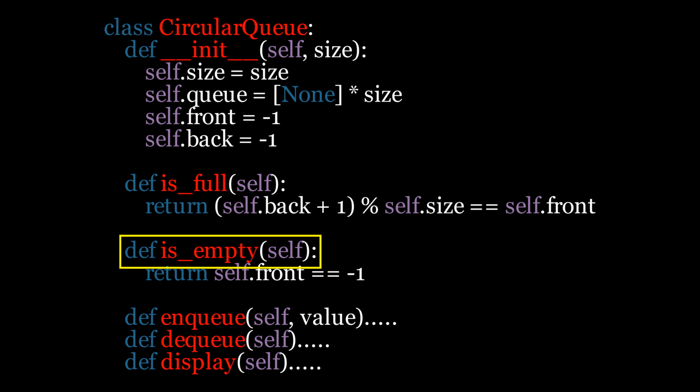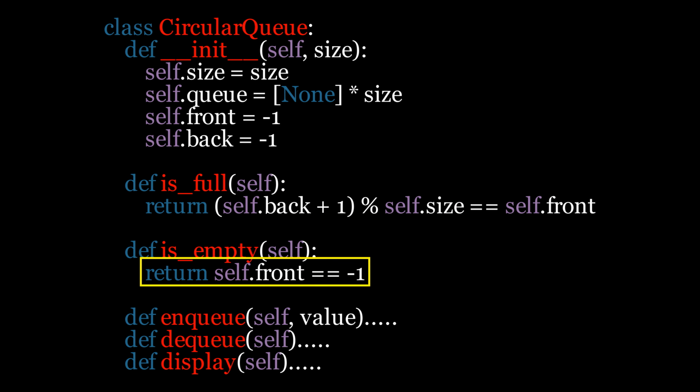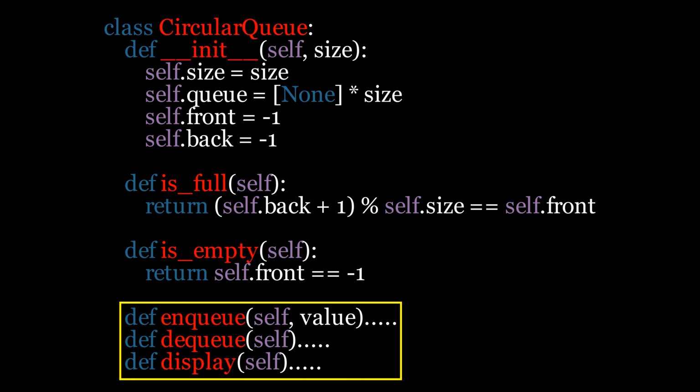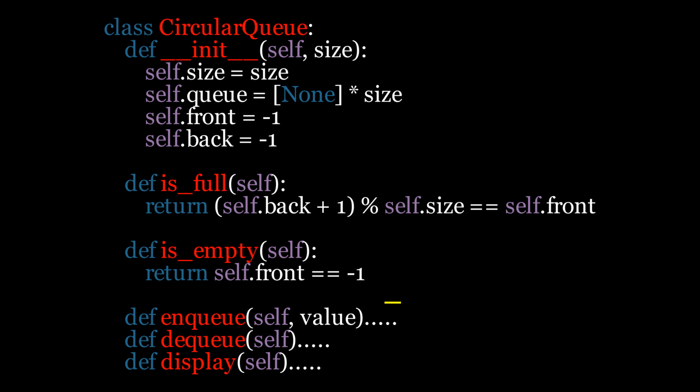Next, we'll implement a function to check if the queue is empty. This function will simply check if the front pointer is -1. If the front pointer is -1, it means the queue is empty. Otherwise, the queue is not empty. After implementing this function, we'll define all the other methods required for the circular queue operations.